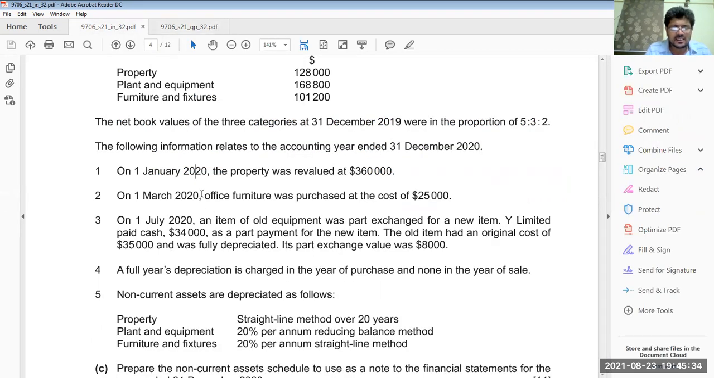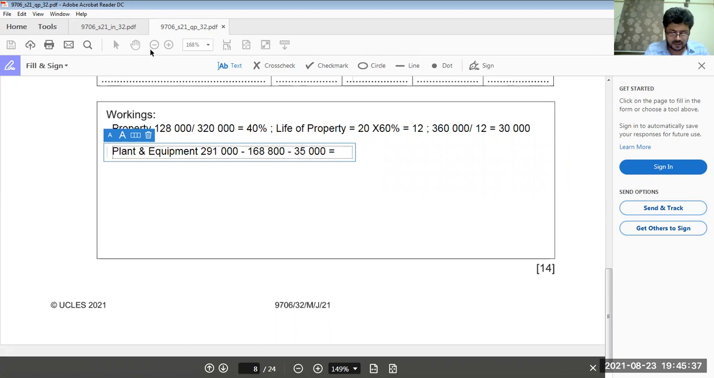And how much? 20% reducing balance value. Multiply by 20%. That would be 31,000, after 35,000 is deducted.